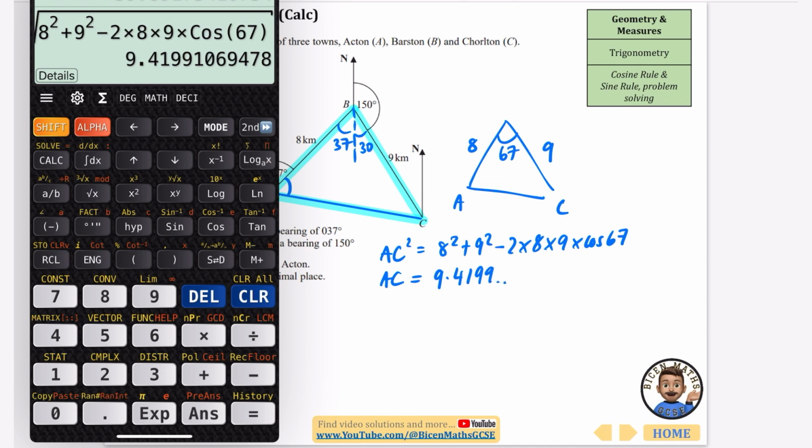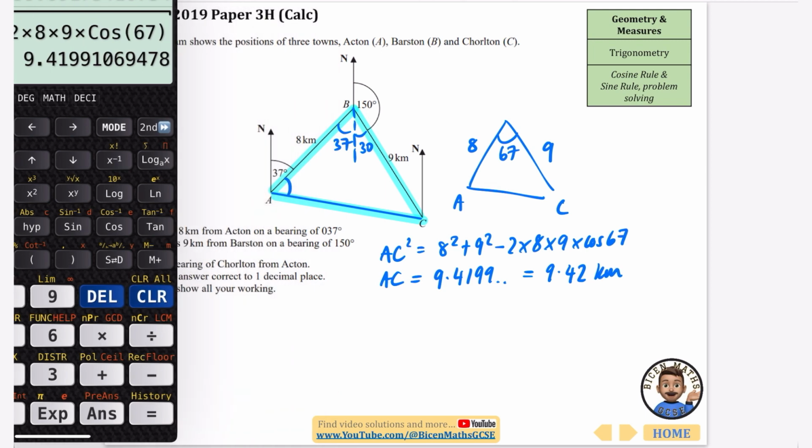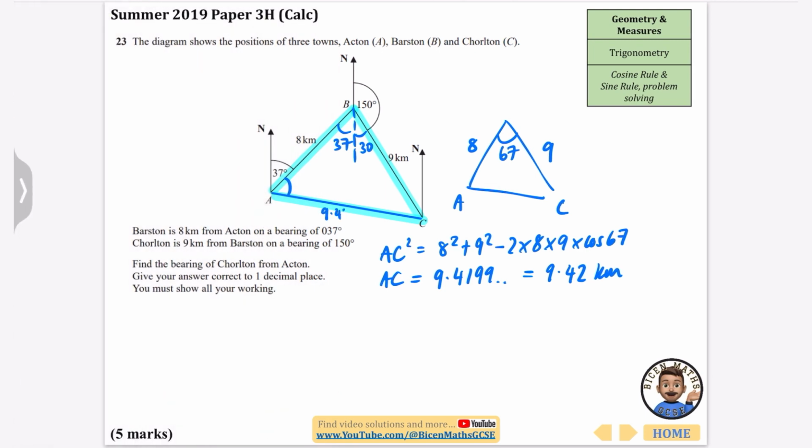9.4199. When I use it in my calculations, it's so close to 9.42 that I'm just going to use it as 9.42 kilometers. So if I now go back to here, this is 9.42 kilometers. Remember, this is the angle I'm trying to find out. So I actually think I've got enough information to do this.